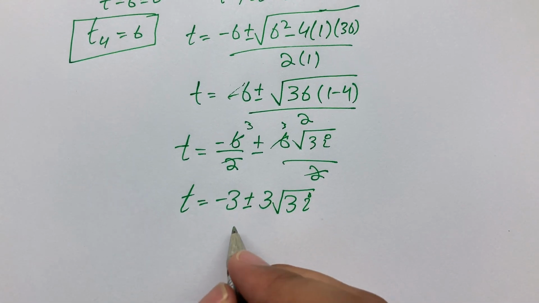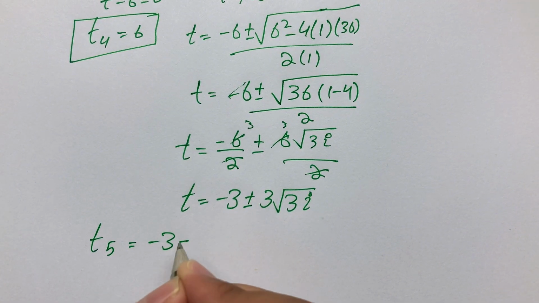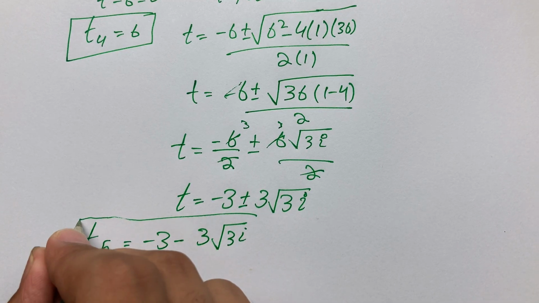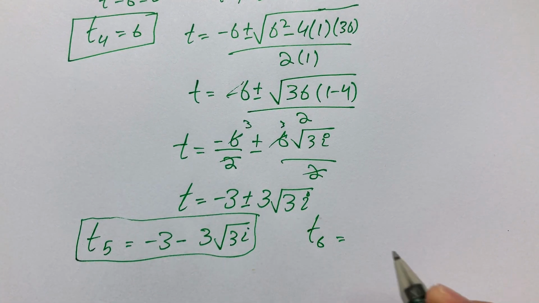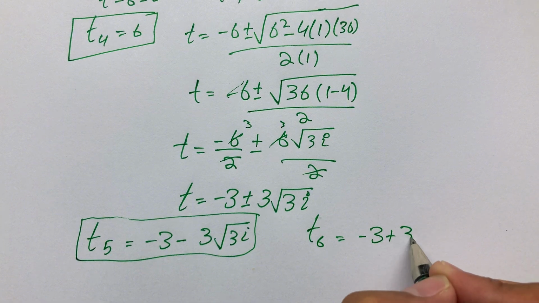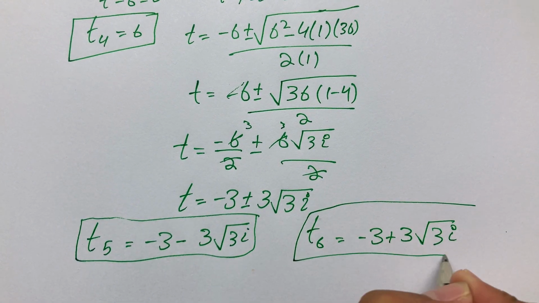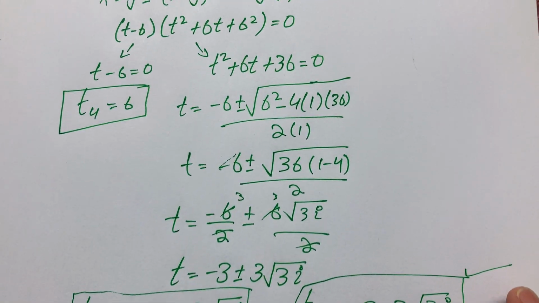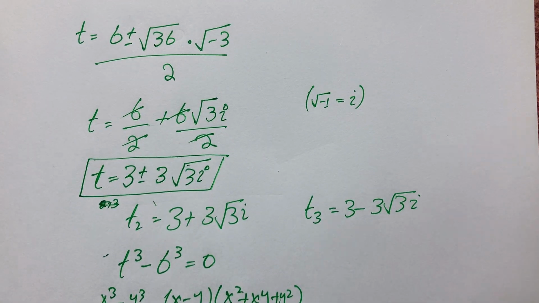And this is our t5 is equal to minus 3 minus 3 into under root 3 iota. T6 is equal to minus 3 plus 3 into under root 3 iota. This is our final solution of this Olympiad math problem.